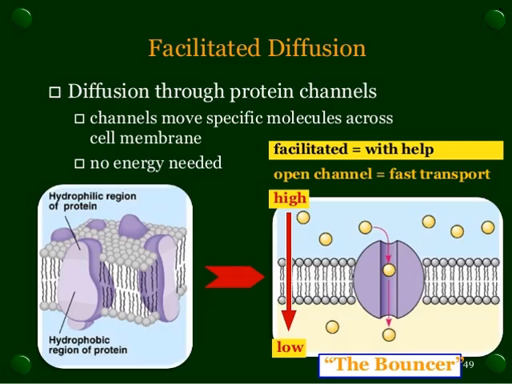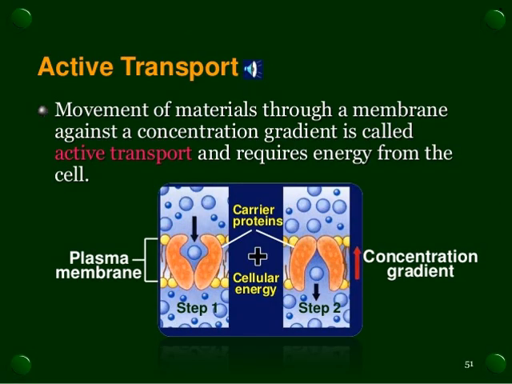Diffusion through protein channels is otherwise called facilitated diffusion, because it is facilitated by the protein channel. Channels move specific molecules across the cell membrane, so no energy is needed. Here also you can see the hydrophobic region of the protein and the hydrophilic region of the protein, through which it is facilitated to get the substances in.